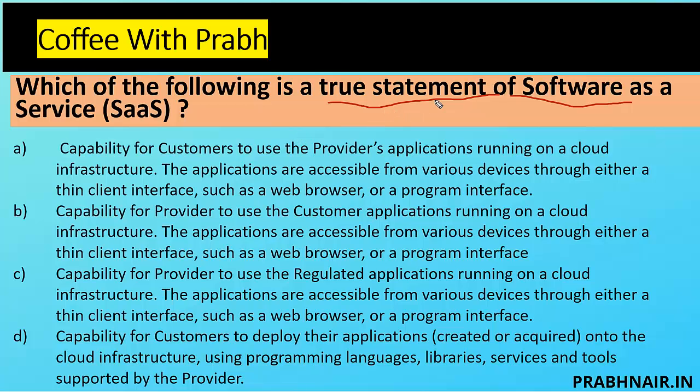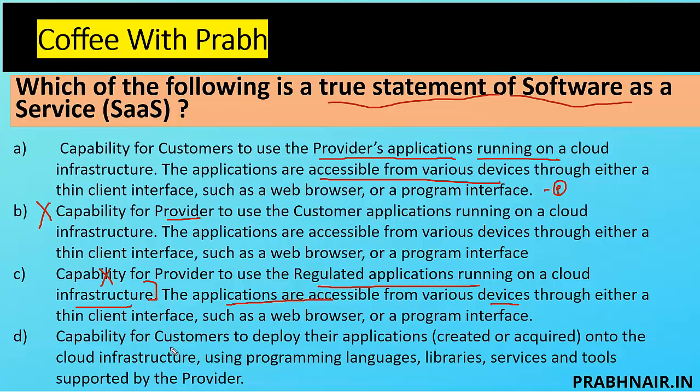So the question is: which of the following is a true statement of SaaS? Option A, capability of a customer to use the provider's application running on a cloud infrastructure. The applications are accessible from various devices through either a thin client interface such as a web browser or a program interface. It makes sense, let me park this option. Option B, capability of a provider to use the customer's application, no. Option C, capability for the provider to use a regulated application running on the cloud infrastructure. But why the provider? It is all about the customer, right? I'm the customer. The applications are accessible from various devices through thin client and web browser, till that part is okay, but the first point is basically wrong.